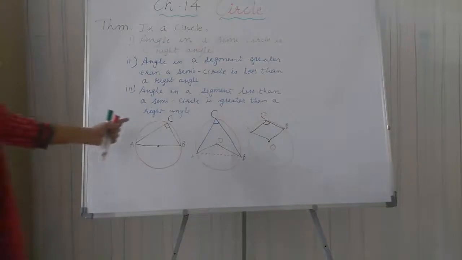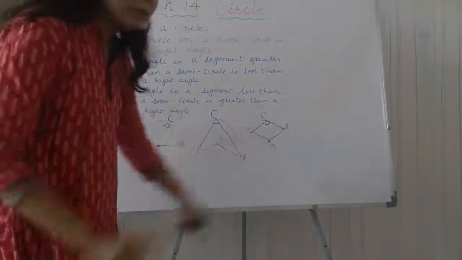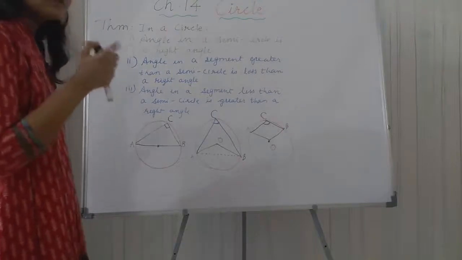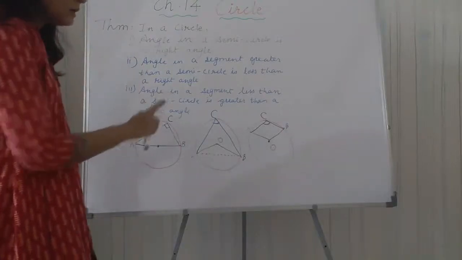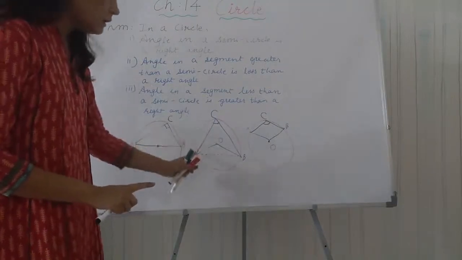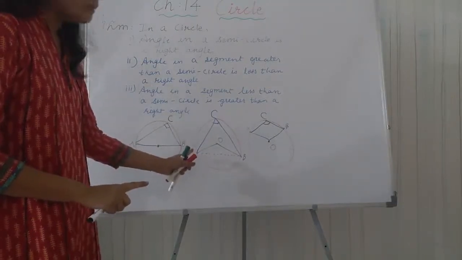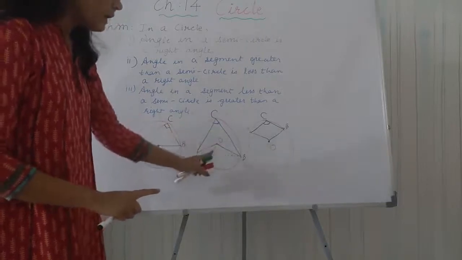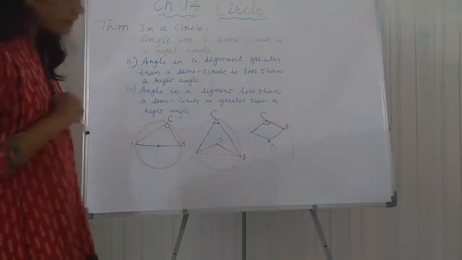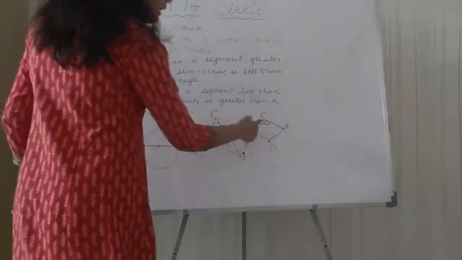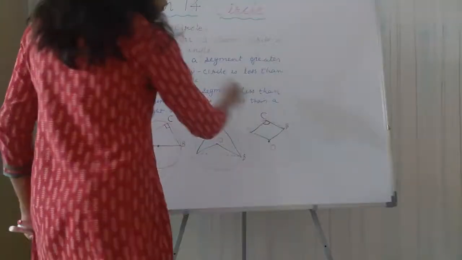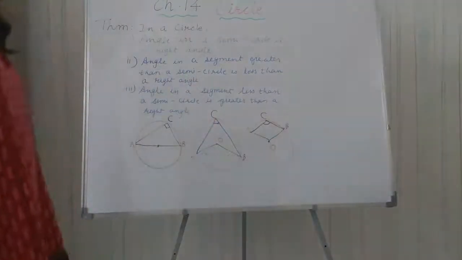So these two things will help you in solving the exercise questions when we start our exercise. When this type of question comes, you should understand that if the segment is more than a semicircle, the angle is always less than 90 degrees, and if the segment is less than the semicircle, then the angle formed is always greater than 90 degrees.